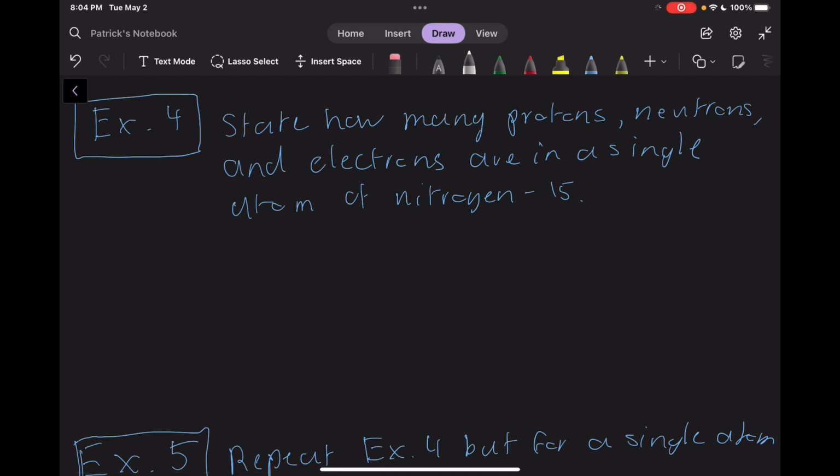I could go on talking about these types of problems, but the most efficient way to demonstrate the concepts involved is by working through some examples. This video will provide 2 examples of each of the problem types discussed earlier, so 4 examples in total. Let's start with example 4, which says, state how many protons, neutrons, and electrons are in a single atom of nitrogen-15. You can pause the video here and try this for yourself, or we can work through it together.